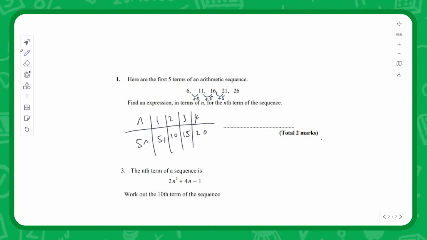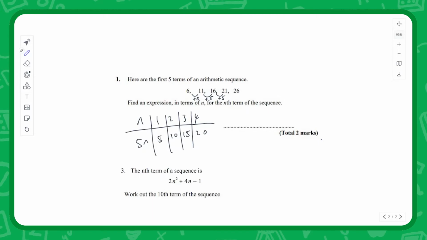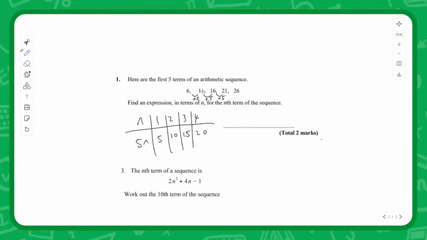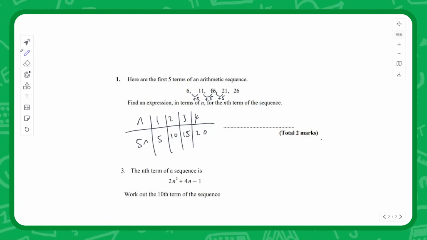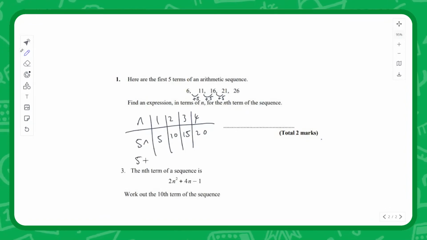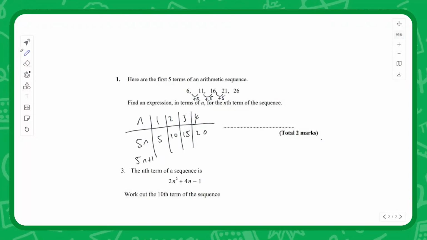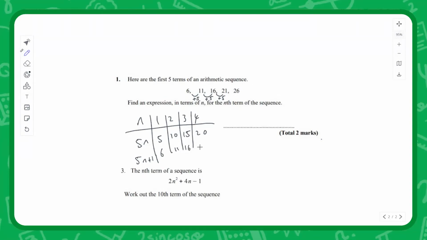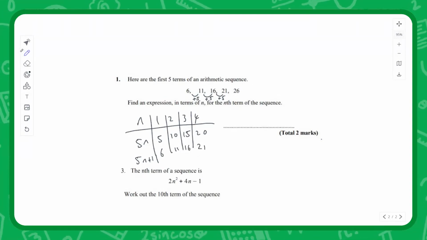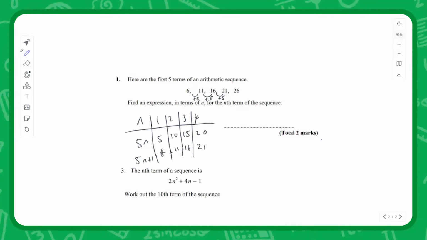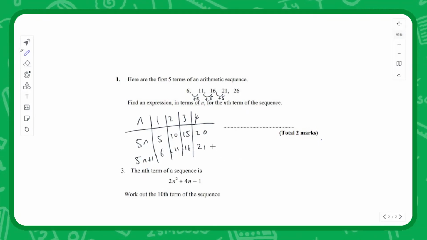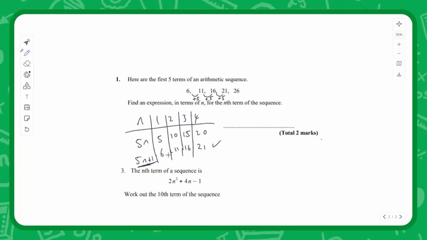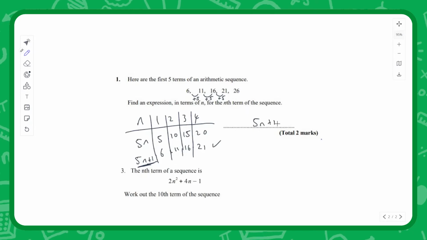And where are we up to now? So how's our first guess performing? Well, we've got 5 for our first term, but we want 6. We've got 10 for our second term, but we want 11. We've got 15, but we want 16. And so again, I can see that I need to add on 1 to every single term. And so that then gives me 6, 11, 16, 21, and so on. And so because I've now recreated this sequence, I know that my expression is going to be 5n plus 1, and that's going to be my answer.